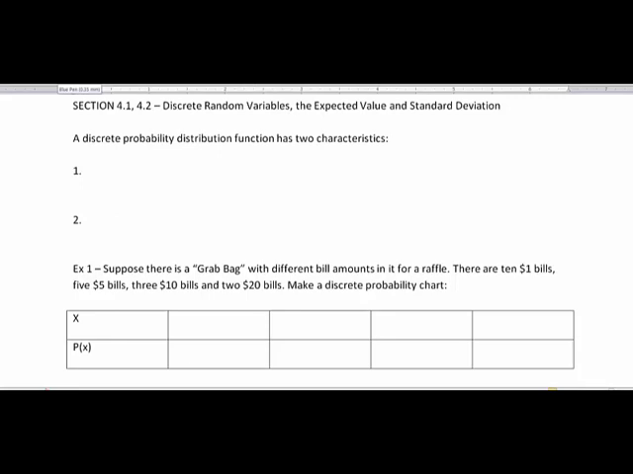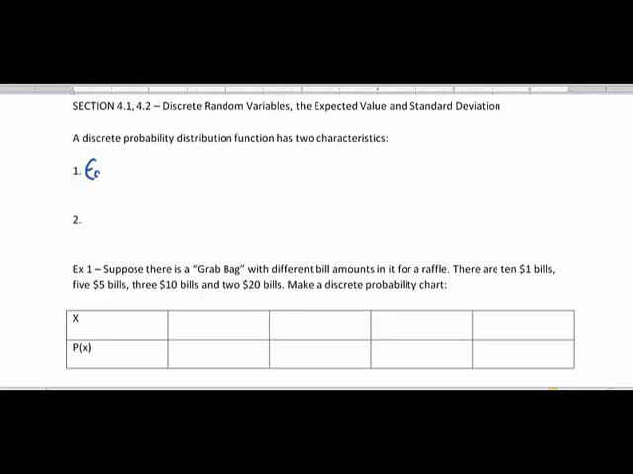Discrete means easy to count. So a discrete variable is easy to count with whole numbers, 0 through as high as you can go. So we are going to look at a discrete probability distribution. Now, they have two characteristics.